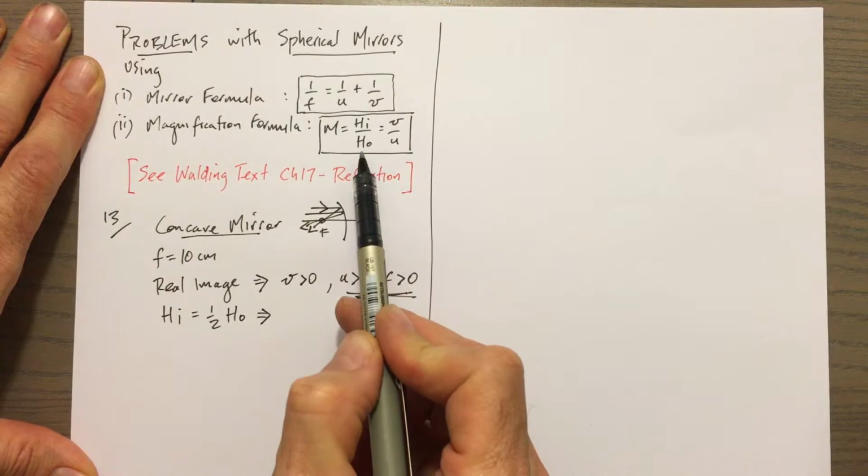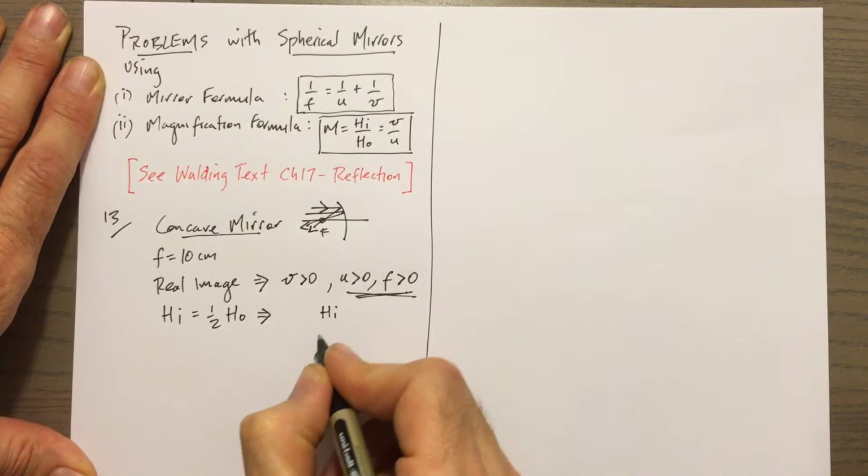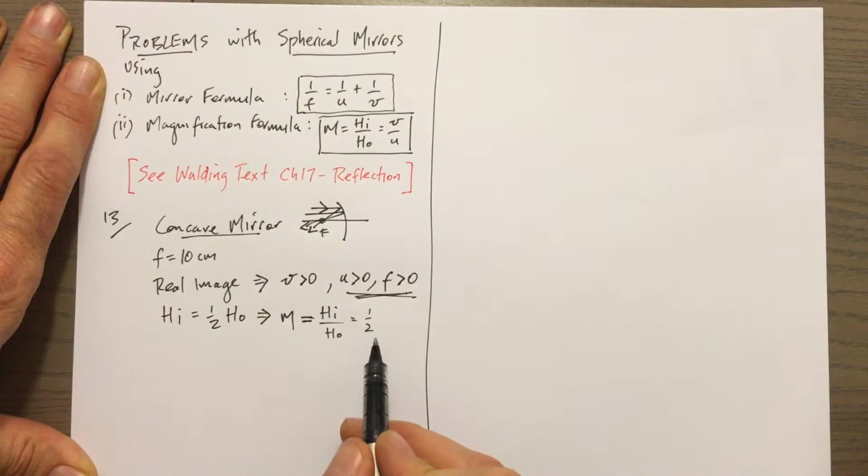So we have a relationship here between image height and object height. If we organize that, we can say HI over HO is a half, and that's just the magnification. Okay, so why is that important? Why is that useful? Well, it tells us something about the relationship between U and V.